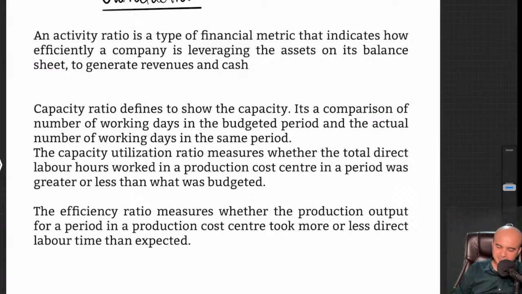An activity ratio is a type of financial metric that indicates how efficiently a company is using or leveraging the assets on its balance sheet, of course, to generate revenues and cash. Once again, what is this activity ratio? It is nothing but a financial metric, that means financial measure. We measure through the activity ratio how efficiently a company is using the assets in its balance sheet to generate revenue and cash. How are we making use of our existing assets to make sure that our revenue is up or to increase our revenue? That is what activity ratio measures.